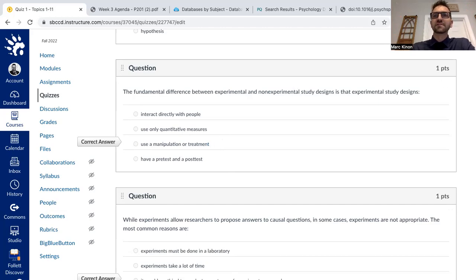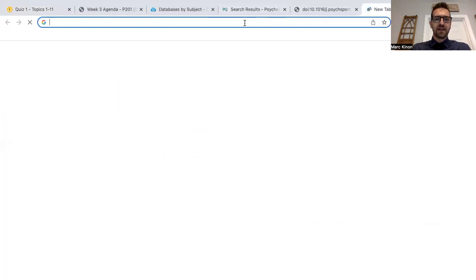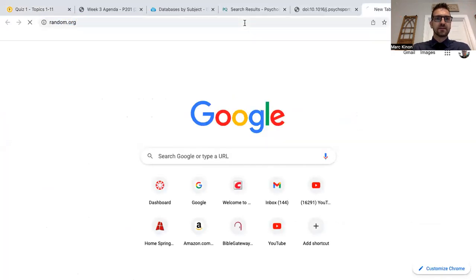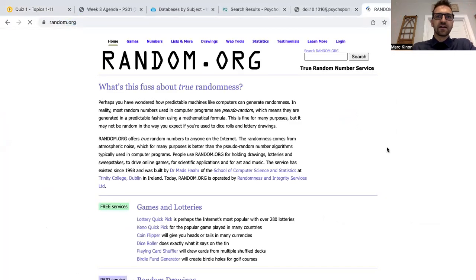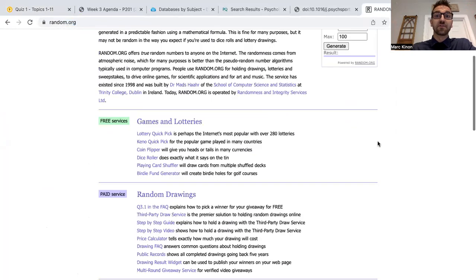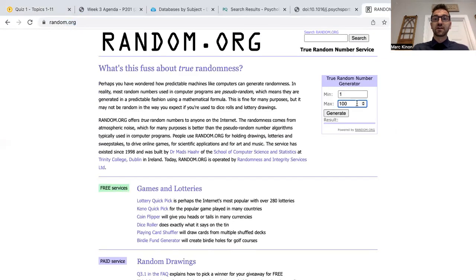So how can we do this? Let me go ahead and pull up a random number generator, random.org, super useful. So what could we have done? Okay, we could have set this random number generator to 1, which is the cognitive behavioral therapy group, 2, which is the medication group.